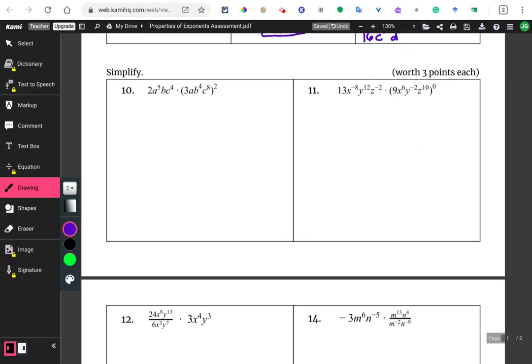All right. Well, for this one, you're gonna do this part of the equation first because honestly, you have to. So you're gonna just copy down 2a to the fifth, b, c to the fourth. Okay, so that you're gonna do 3 squared equals 9. So it's gonna be times 9. That 2 times 1 is going to be a squared. 2 times 4 is 8, and c, 8 times 2 is 16.